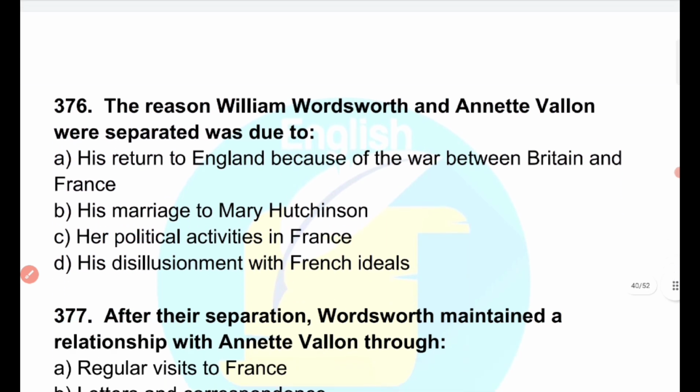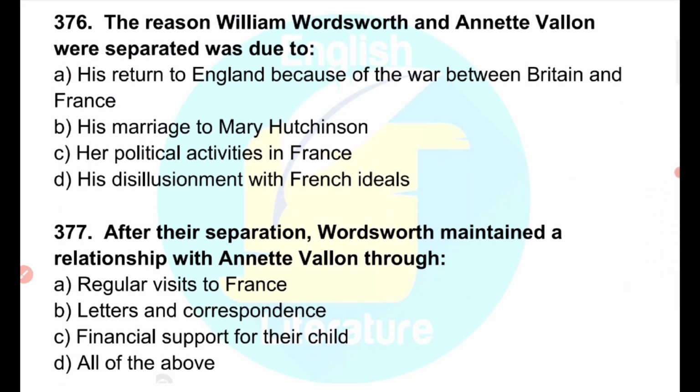The reason William Wordsworth and Annie Wallon were separated was due to option A, his return to England because of the war between Britain and France. In 1792, Wordsworth left France intending to return, but the outbreak of war between Britain and France in 1793 made it impossible due to worsening political relations. English men were considered enemies, and Wordsworth could not return to Annie and their daughter Caroline.